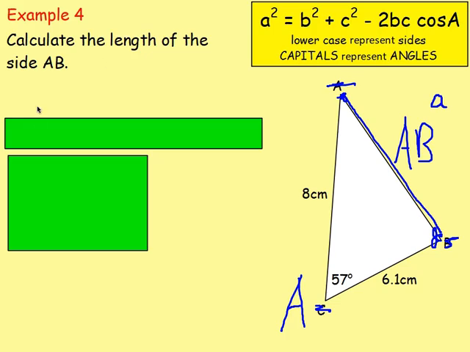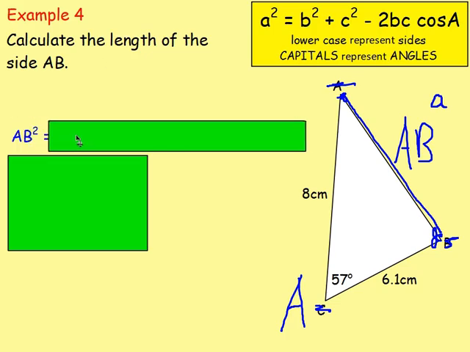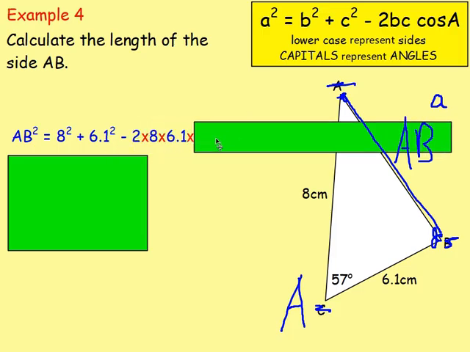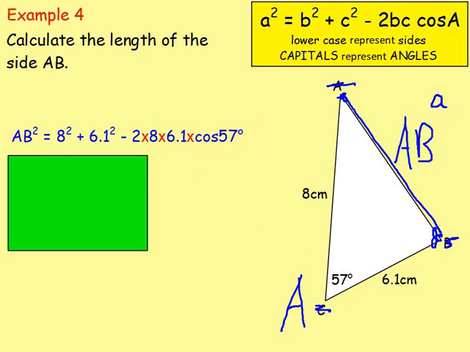So we're wanting to find out the length of side AB, so we'd have AB squared equals, and then B squared plus C squared is just the other two sides. So it's the 8 squared and the 6.1 squared. So 8 squared plus 6.1 squared, just using the formula, take away 2 times B times C, which is 2 times the 8 times the 6.1, multiplied by cos of our angle, and the angle is 57. It is 57, good. So it's multiplied by cos 57.